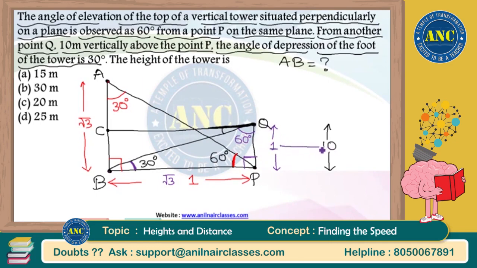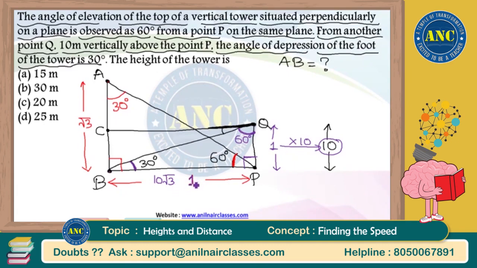Now, but according to the question, the PQ value is not 1. PQ value is 10. 1 should become 10. Multiply by 10. This root 3 also multiply by 10. That means, can I say in simple language that opposite to 30, if it is 10 units, then opposite to 60, it should be 10 root 3 units. But can I also say that this BP value cannot be 1 and it cannot also be 10 root 3. It should be either 1 or it should be 10 root 3. Let us convert this 1 into 10 root 3.